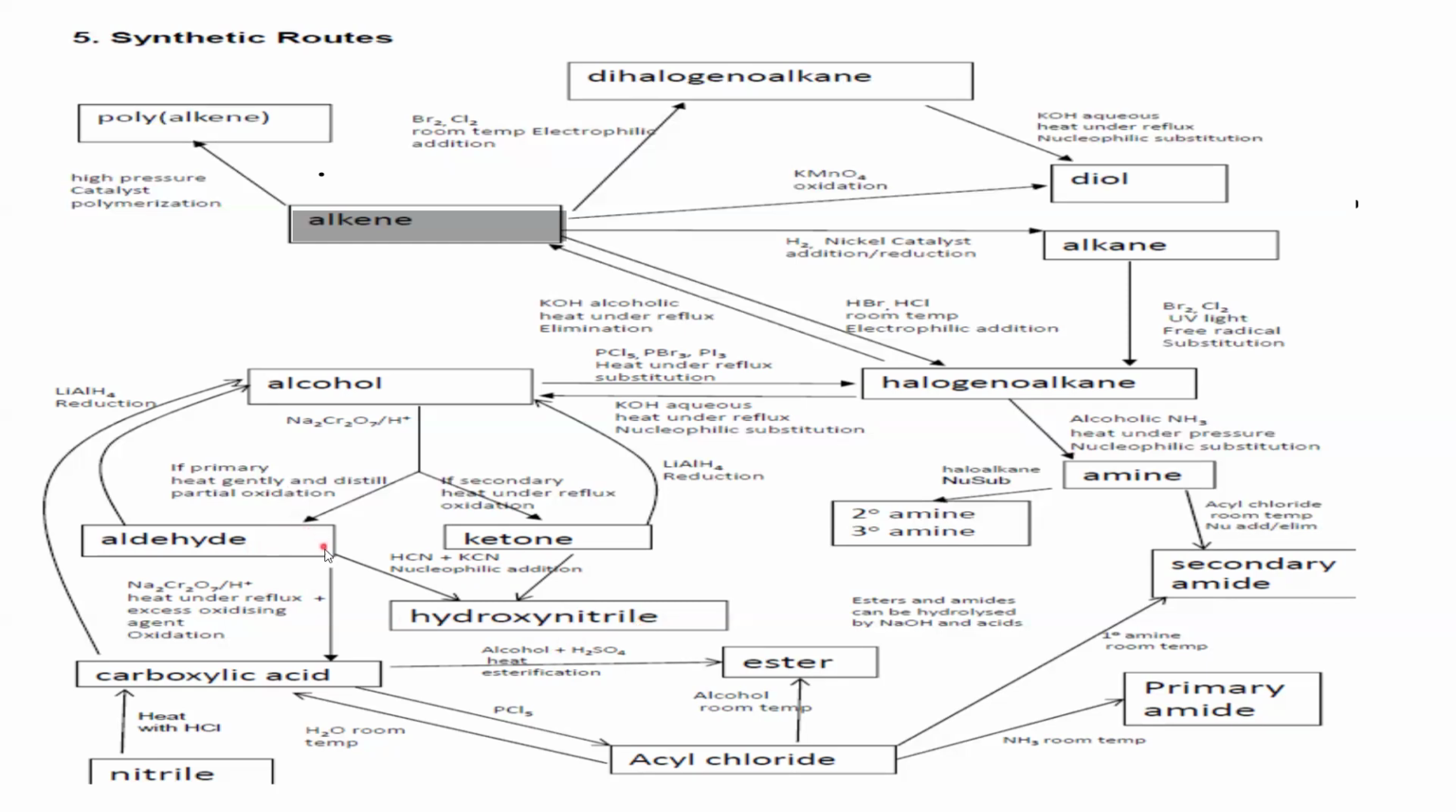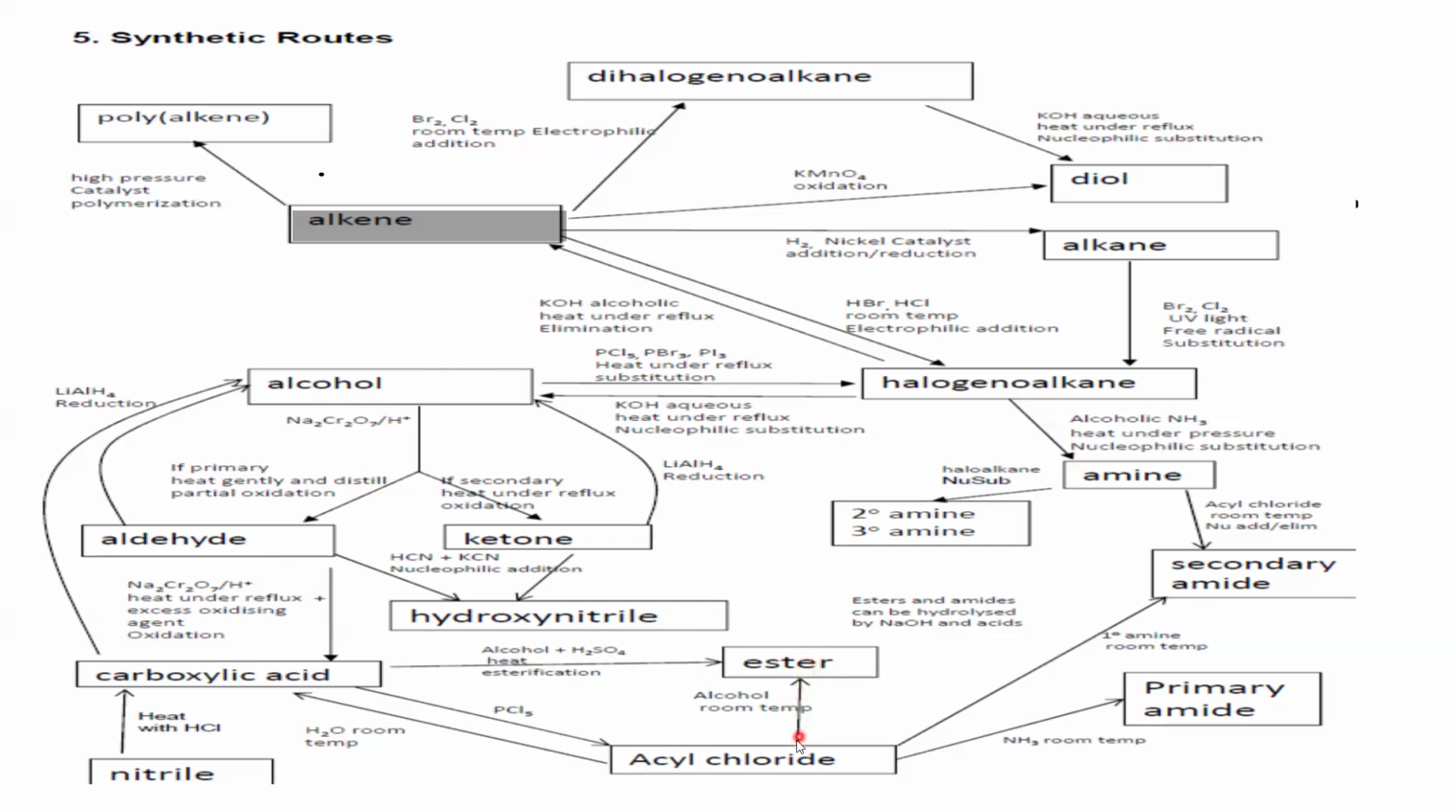But if you have aldehyde and you further oxidize, it will produce a carboxylic acid, and the carboxylic acid can be reduced back to alcohol by using a reducing agent. And if you have a nitrile group and you do hydrolysis of the nitrile group, it will form a carboxylic acid. And if you combine a carboxylic acid with an alcohol, it will result in the formation of ester.